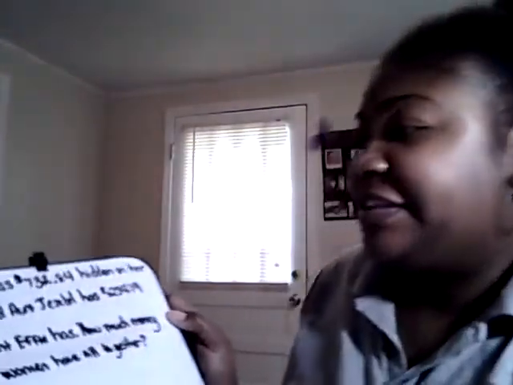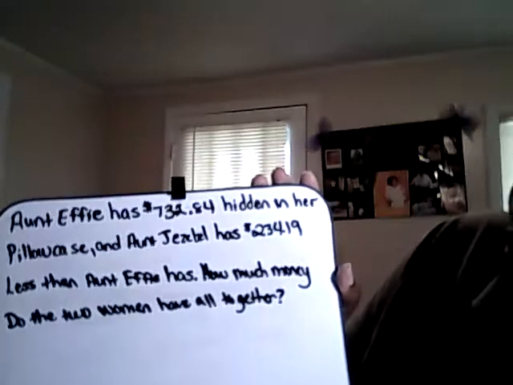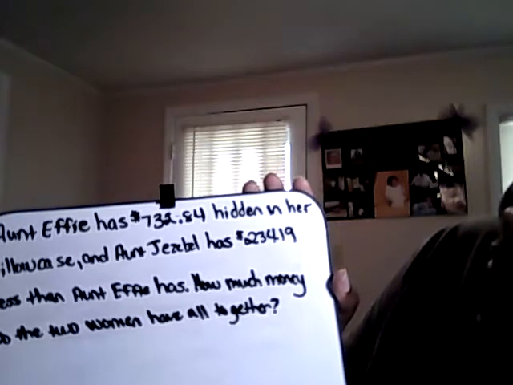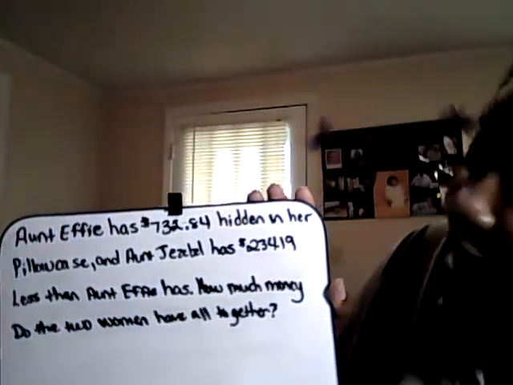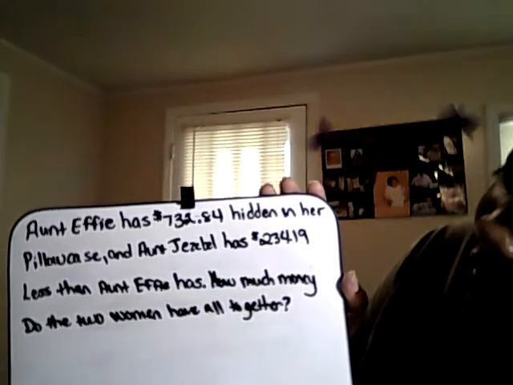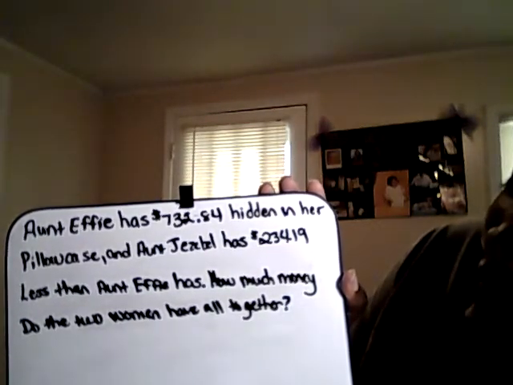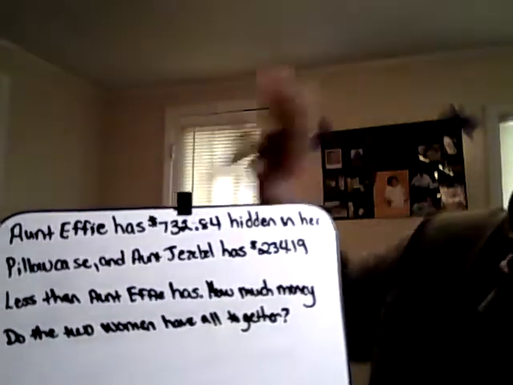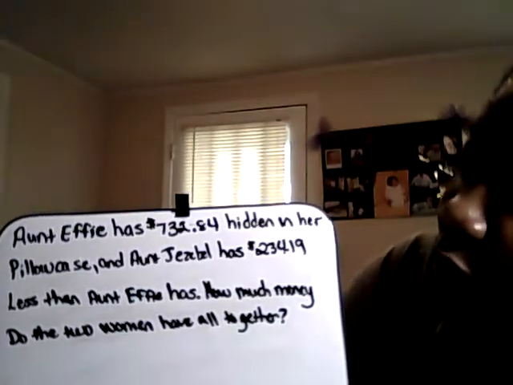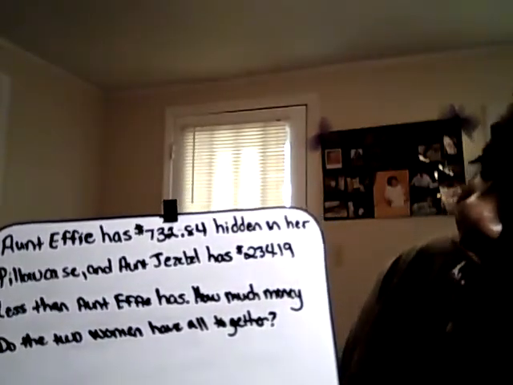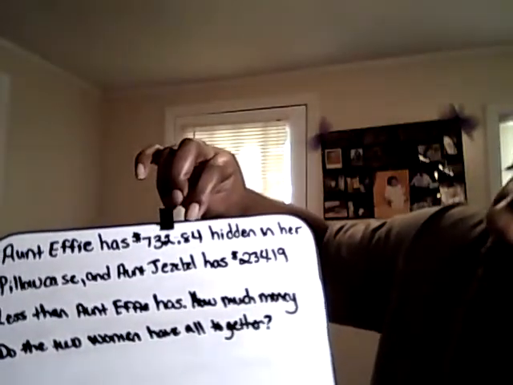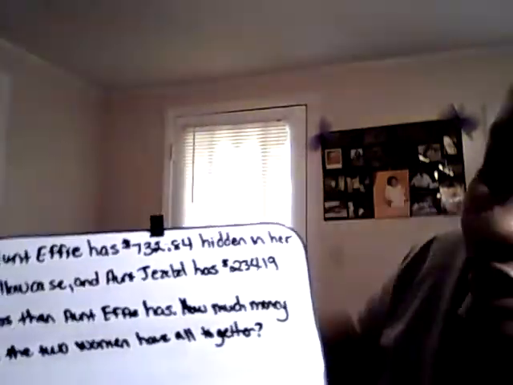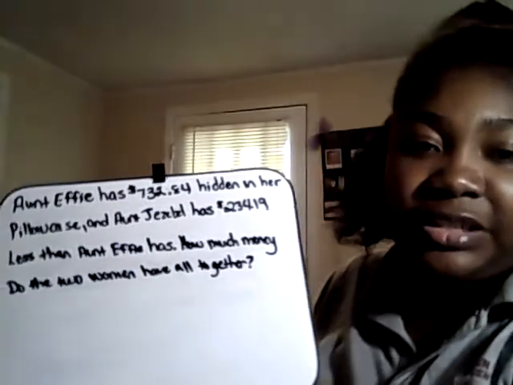All right. So our next example says Aunt Effie has $732.84 hidden in her pillowcase, and Aunt Jezebel has $234.19 less than Aunt Effie has. How much money do the two women have altogether? So it's giving us 2 things we have to figure out in this word problem. First things first, Aunt Effie has this amount, but it says Aunt Jezebel has $234.19 less than Aunt Effie. So we've got to figure out how much Aunt Jezebel has.